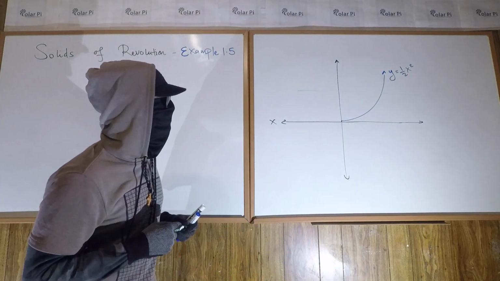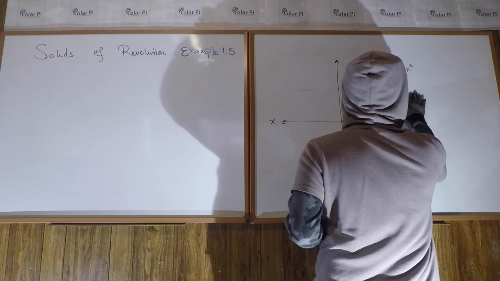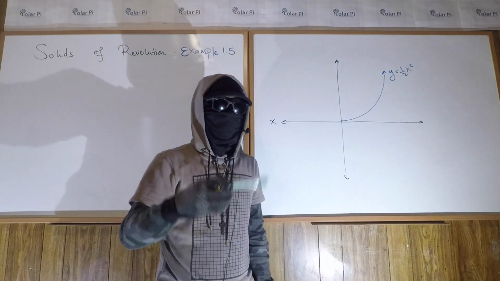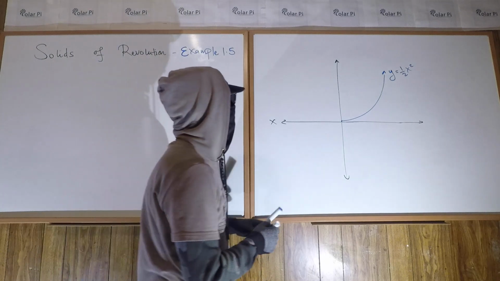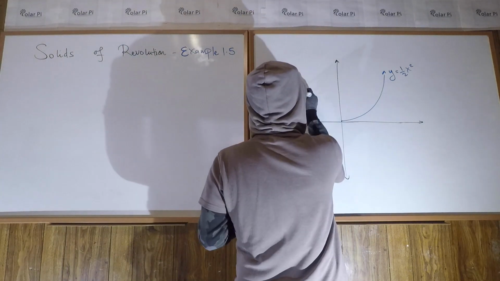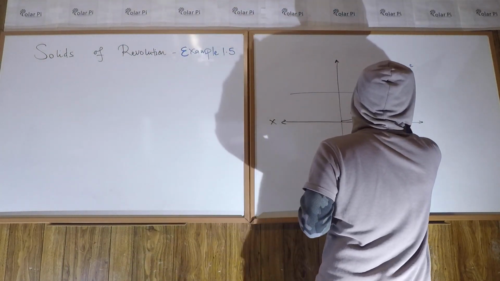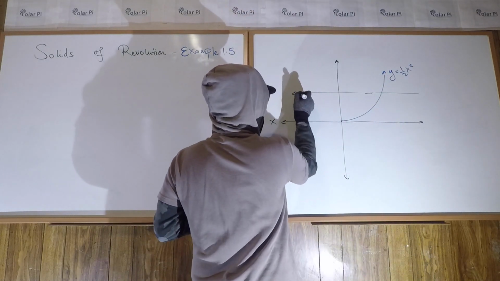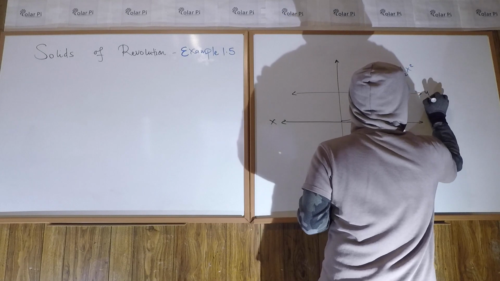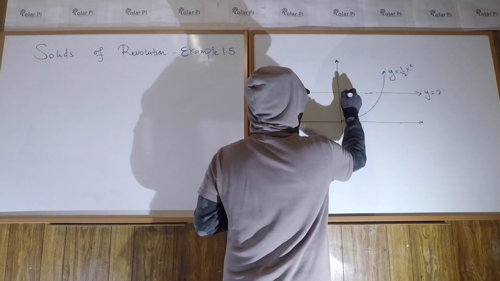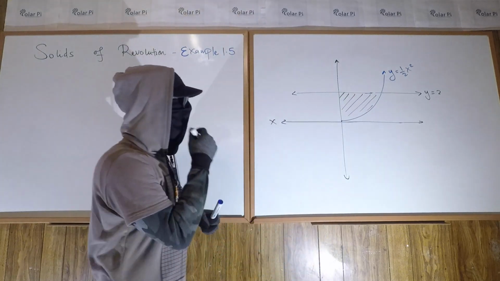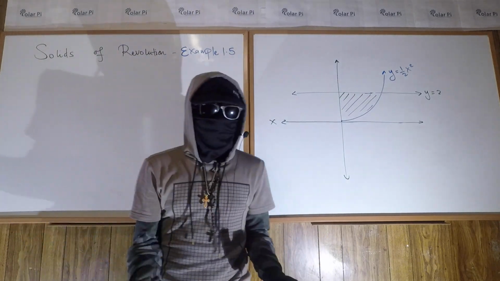Can you see that? I can, but it's faded. I'll do it in black. So this green marker. Okay, so let's say that we're revolving about the horizontal line, and this line is y equals 2. So clearly you can see that my region is this region right here, right? Okay, cool.